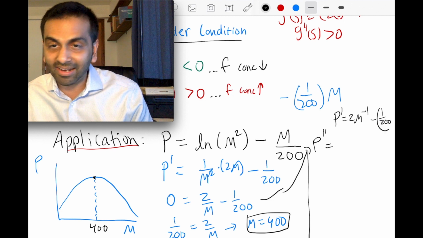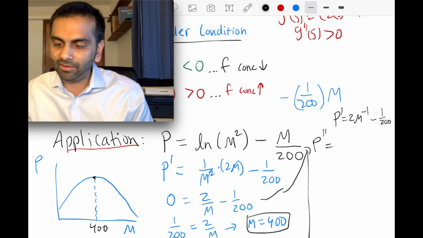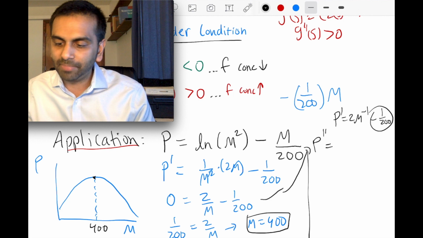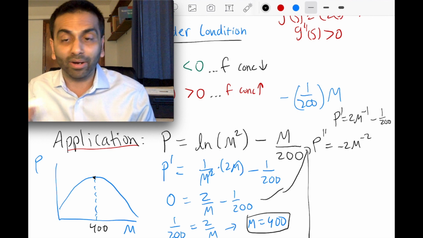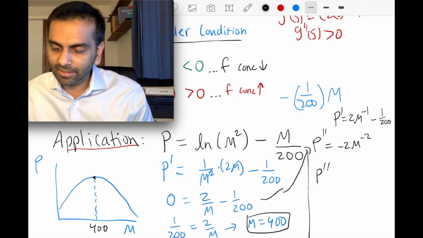That won't matter because that's a constant. So when you take the derivative now, this drops because that's just a constant. And the derivative of 2m to the negative 1, the negative 1 comes down. So you get negative 2m to the negative 2, right? Because you subtract 1 from that exponent. And that m to the negative 2 is like an m squared in the denominator. So finally, this is negative 2 over m squared.